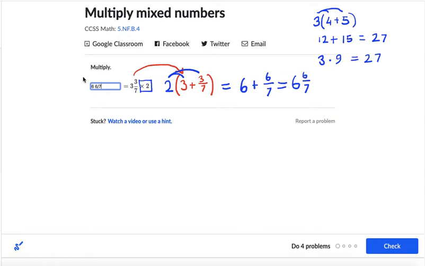And don't forget, with Khan Academy, you need to make sure you put a space between the whole number and the fraction to show a mixed number. This would be fine as an improper fraction, but the improper fraction actually takes a little bit longer. Let me show you another example.